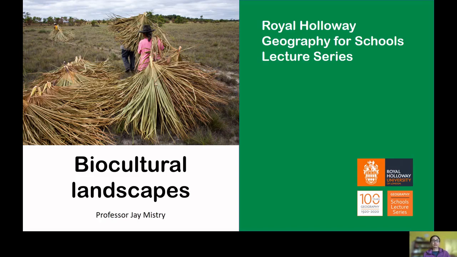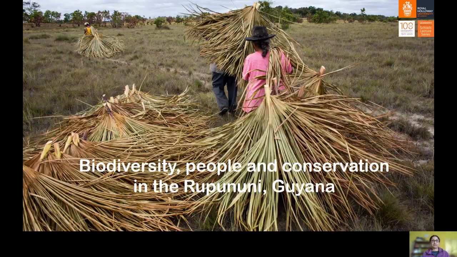What do we mean by biocultural landscapes? These are landscapes that arise from the dynamic links and feedbacks between biological diversity and human cultural diversity. And I'm going to explain more about that as we go on. So in this presentation, I'm going to focus on the Amazon biome, and in particular, the Ripponuni region in Guyana.